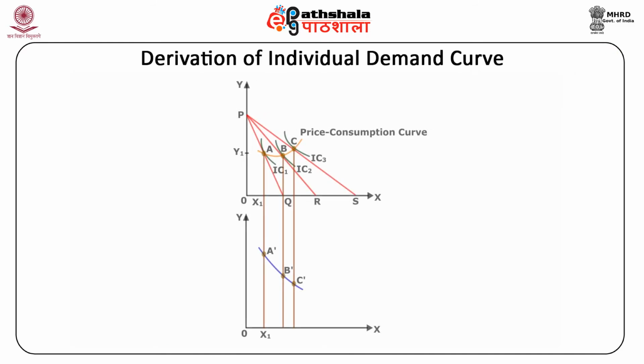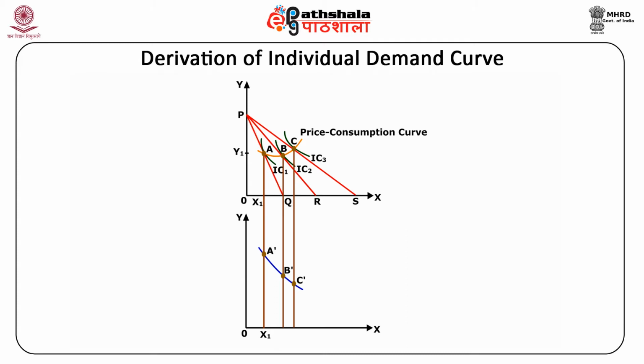The horizontal axis in the lower panel of the figure measures quantity of good X as in the top panel, but the vertical axis measures the price of commodity X. Consider the equilibrium point A on the budget line PQ where the quantity demanded of X is OX1. The price of X for the budget line PQ is given by the slope of the budget line. The point A dash in the lower panel directly relates the quantity demanded of X at A to the price level of X corresponding to the budget line PQ.